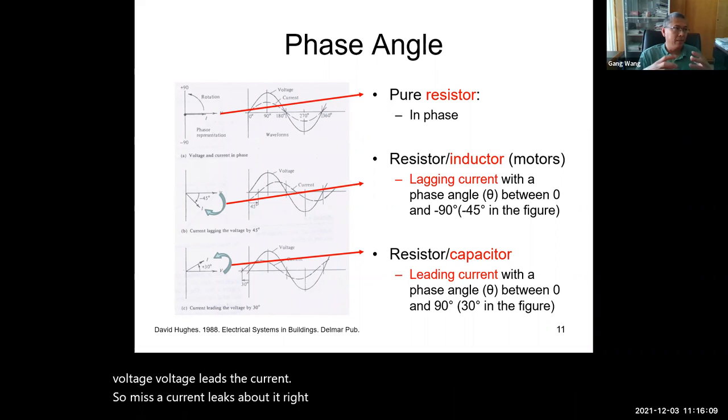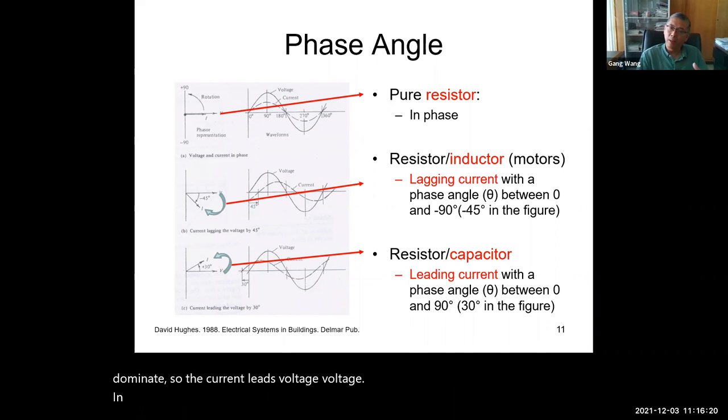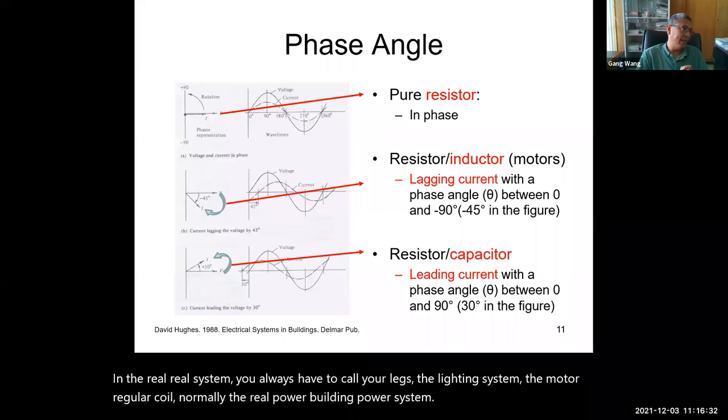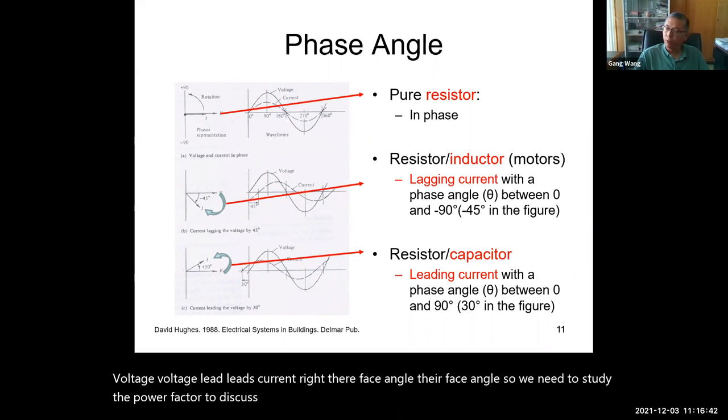But if the circuit includes capacitors, then the current leads the voltage, right? So in a real system, you always have coils, like the lighting system and the motor, right? Normally in a real building power system, voltage leads current. They have a phase angle. So we need to study the power factor to discuss this phase angle difference.